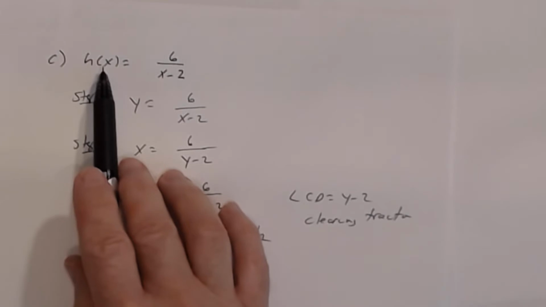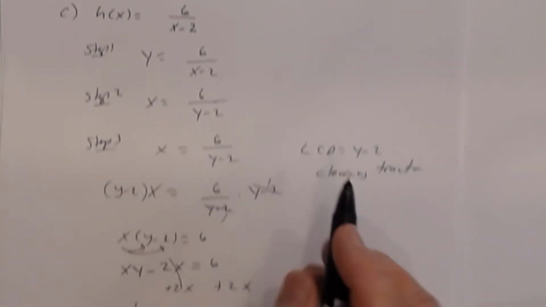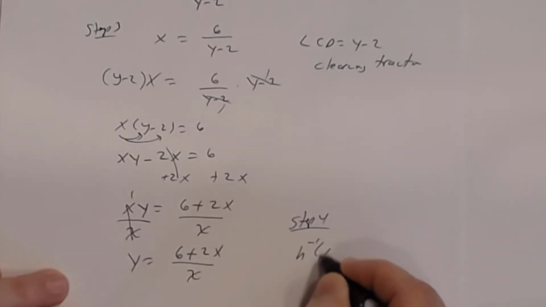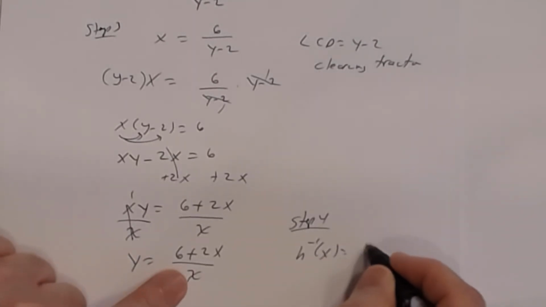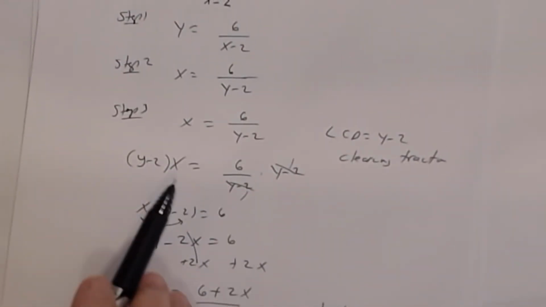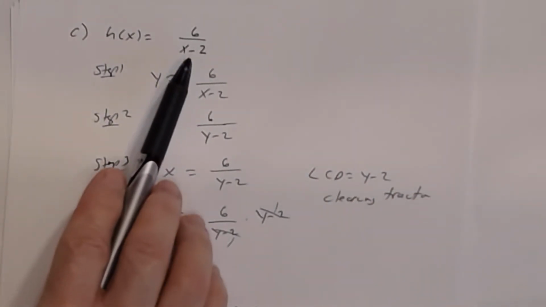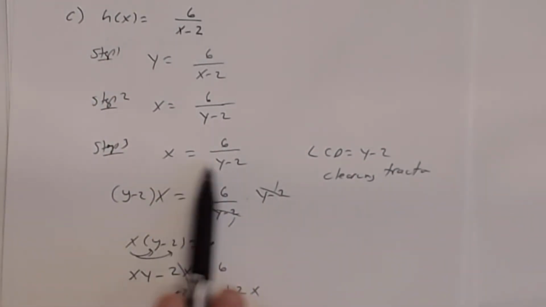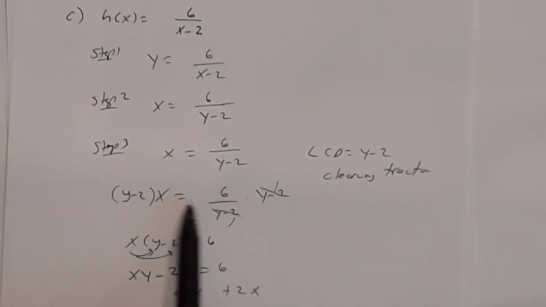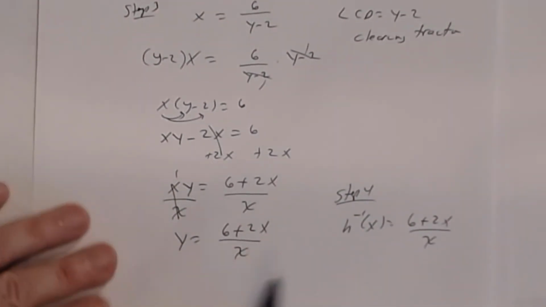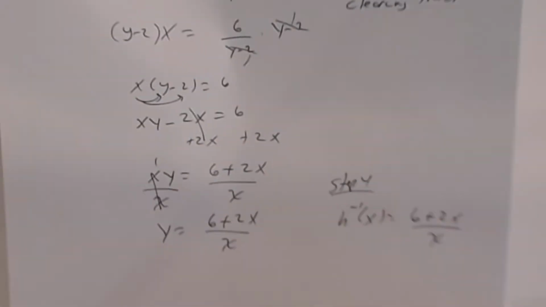So h of x equals this means, step 4, h inverse of x equals this, 6 plus 2x divided by x. So there is a problem on your worksheet that looks like this, so just make sure you go through those steps. So at some point, you're going to clear the fractions, so you're going to multiply both sides by the LCD. That's what you see here. All right, and then that's it. So that was C. Now look at D.